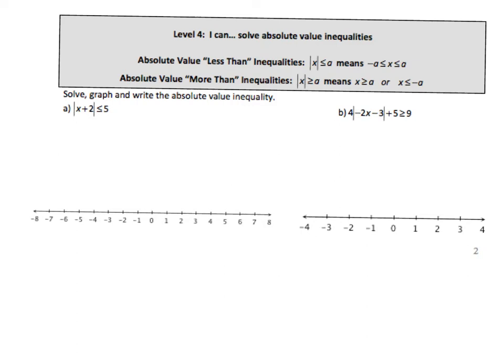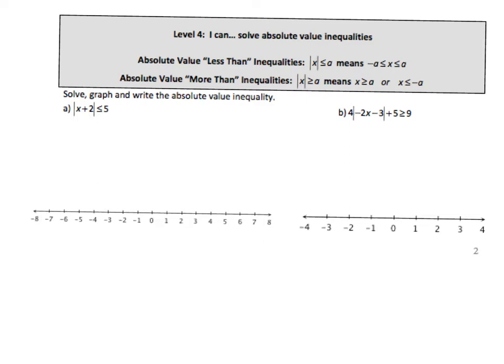Okay, you made it to level 4. Good job. So what we're going to do in level 4 is solving absolute value inequalities. So we just got done solving equations. Now we want to solve inequalities. So it's a combination of what you just learned in levels 1 through 3 and what you learned when we were just solving regular inequalities without absolute value.